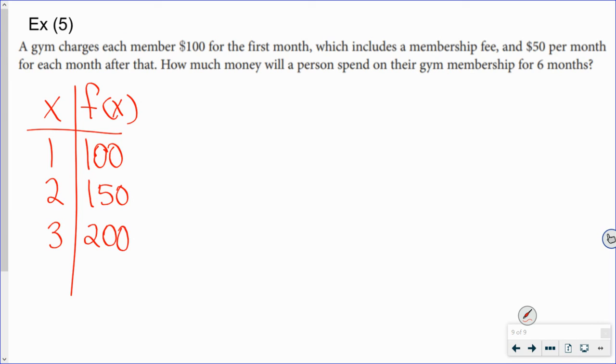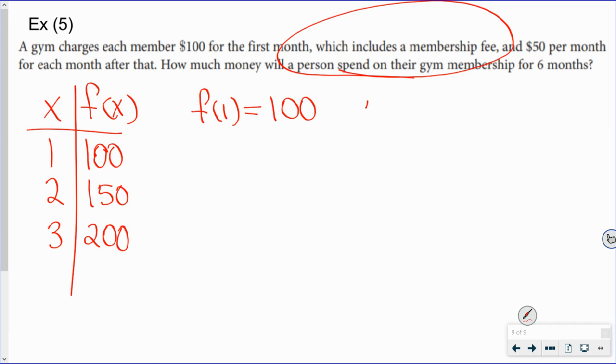Do you have a question on that? Why is it the first one? The $50 fee. Right here, it says, which includes the membership fee. It's like a lot of businesses do. They go ahead and do all that up for you. And really it makes my function a little easier to write in that I know that my first term is 100, and I know my common difference is 50 because it's going up 50 each month.